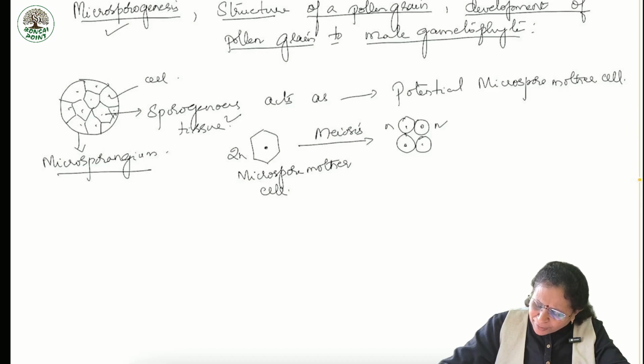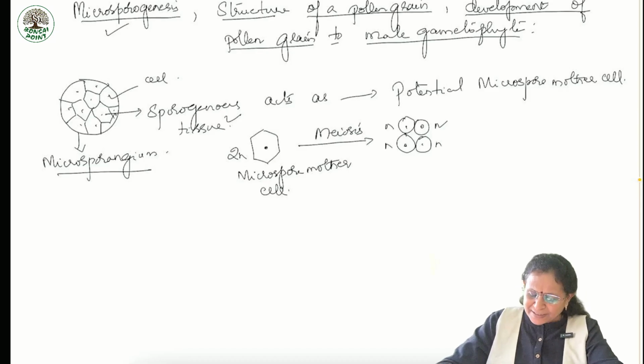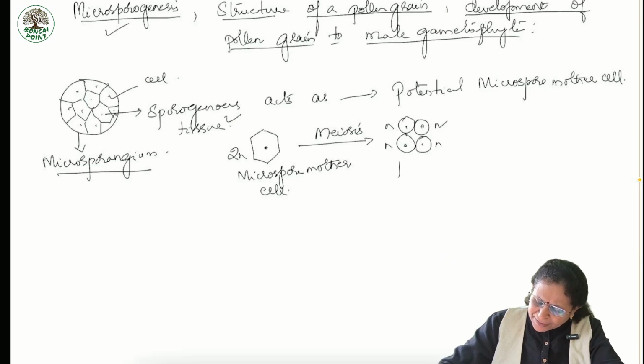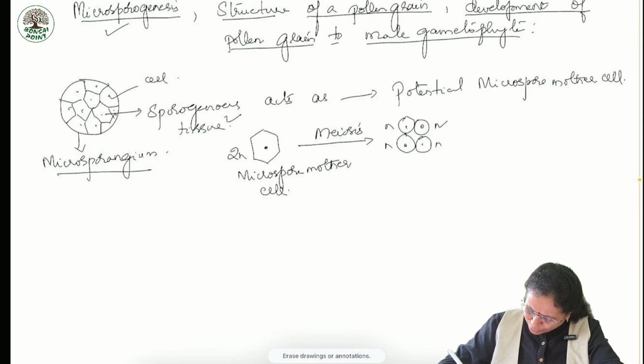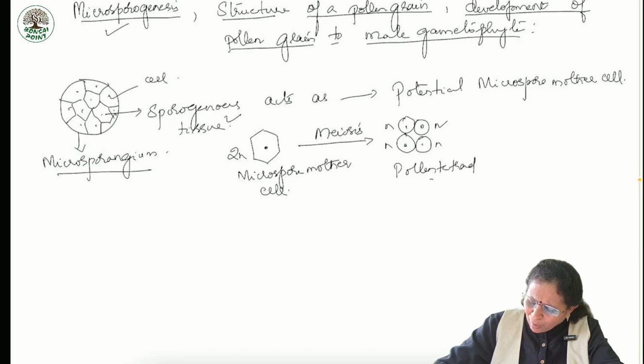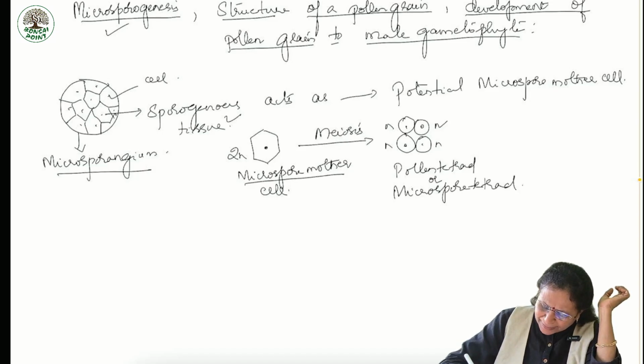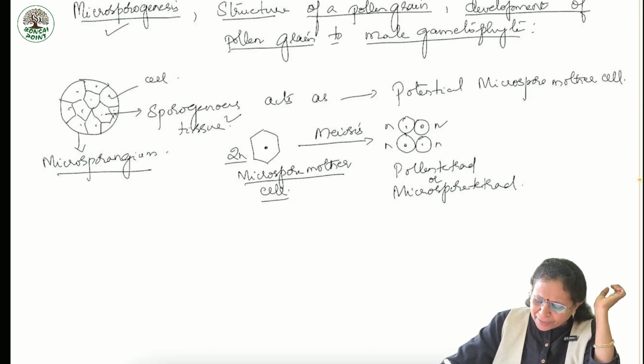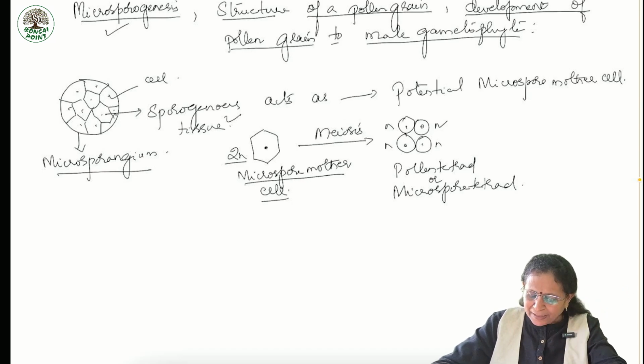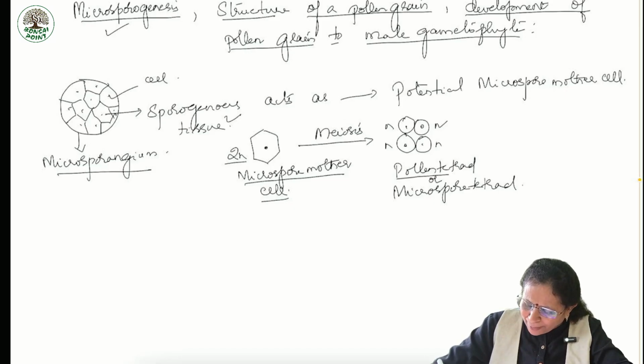They are all haploid. After meiosis, we see haploid cells. They are 4 in number. It is said to be what? It is said to be a pollen tetrad or microspore tetrad. Each microspore mother cell, which is diploid, undergoes reduction division or meiosis so as to form 4 haploid cells which are still attached, called a pollen tetrad or microspore tetrad.